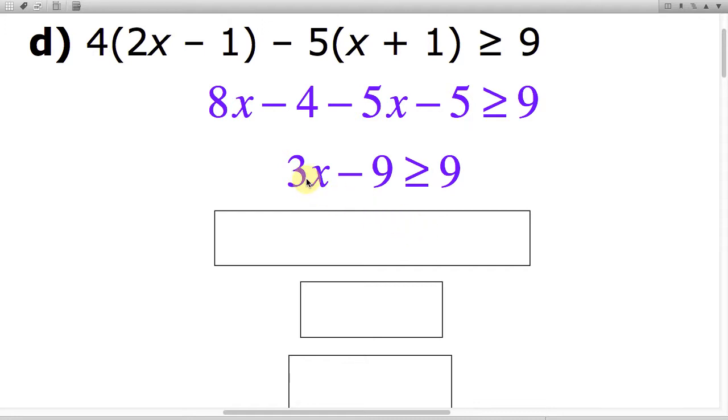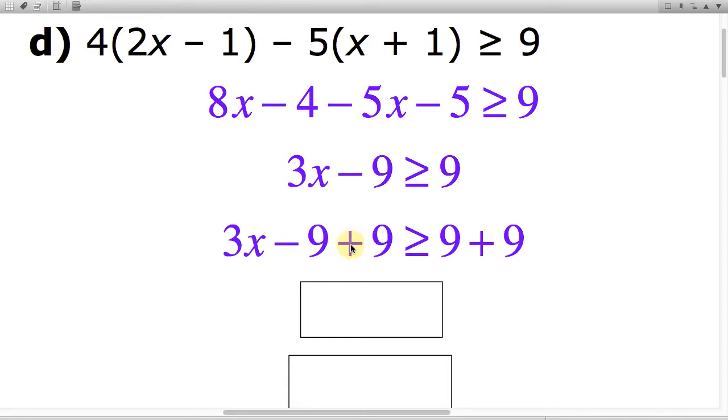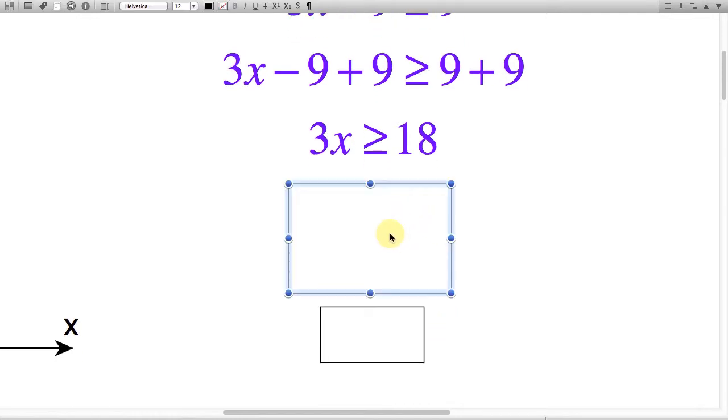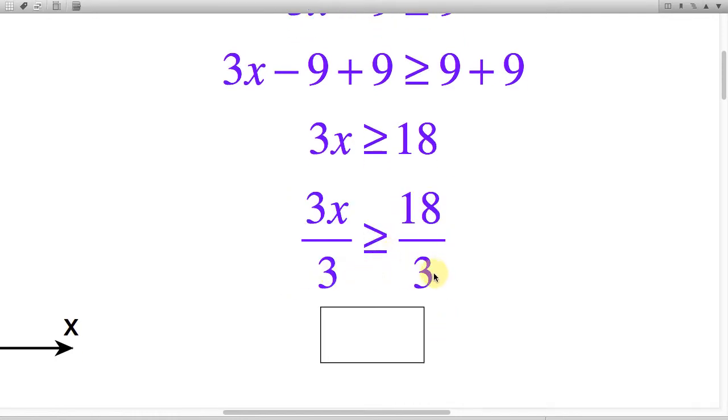And now since we have the variables on the left, we need to move the constants onto the right, so we're adding 9 to both sides. That gives us 18 on the right. Now we just need to divide both sides by the coefficient of the variable, which is 3. That gives us x is greater than or equal to 6.